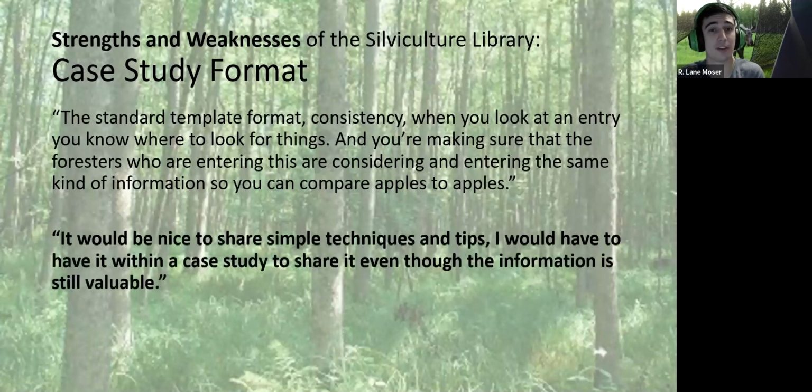However, some participants felt that case studies could be distilled further and that a new kind of content could be introduced that offered even more succinct insights into forest management. This content could consist of simple tips, techniques, and general information that might be relevant to a visitor on the site, but is not robust enough to justify a full case study.